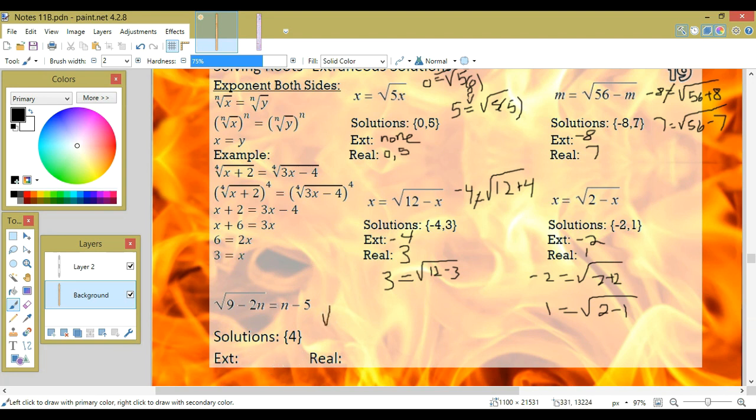Let's plug it in. Square root of 9 minus 8, because 4 times 2 is 8. Is that equal to 4 minus 5? No, again, we have a negative on the outside here, and a negative can't equal a square root of something. So that means it's extraneous. So no solution, no real solution. Let's look at the next page.